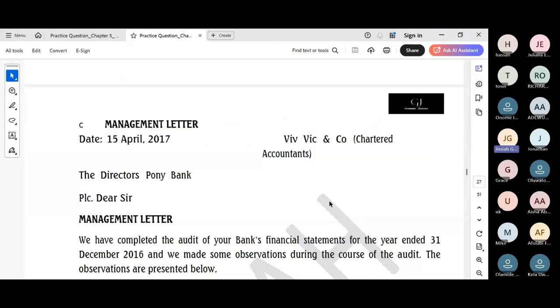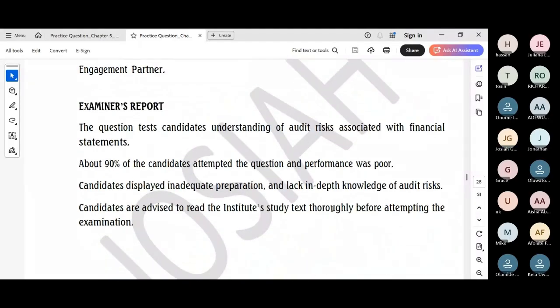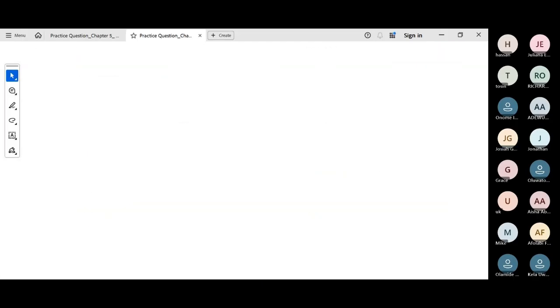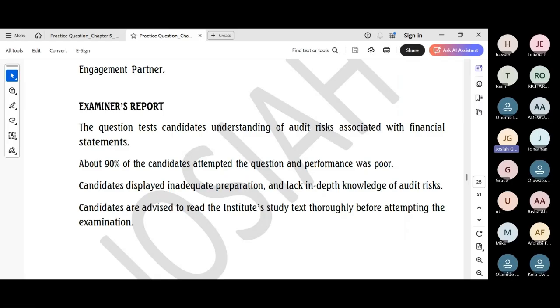So let's look at the examiner's report. 90% of the candidates attempted the question, and performance was poor, as expected. You see that the examiner's report reveals that while many candidates attempted the question, 90%, their performance was poor due to a lack of in-depth knowledge of audit risks. This indicates the candidates can define audit risk, but they struggle to identify and discuss the specific risks presented in a given case study and recommend appropriate practical actions to mitigate them.